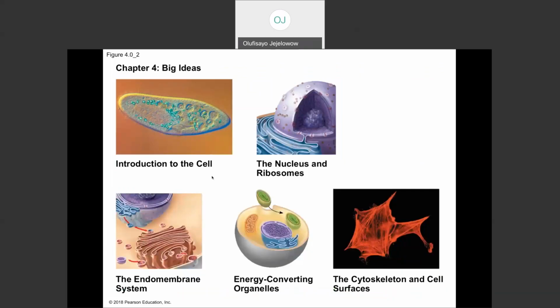So in this chapter, we're discussing the big ideas. We look at an introduction to the cell. We take a tour of the nucleus and ribosomes and travel through the endomembrane system. We study the energy converting organelles, their structure, and the cytoskeleton and cell surface. Throughout the cell, we will see how the structure and the function align.